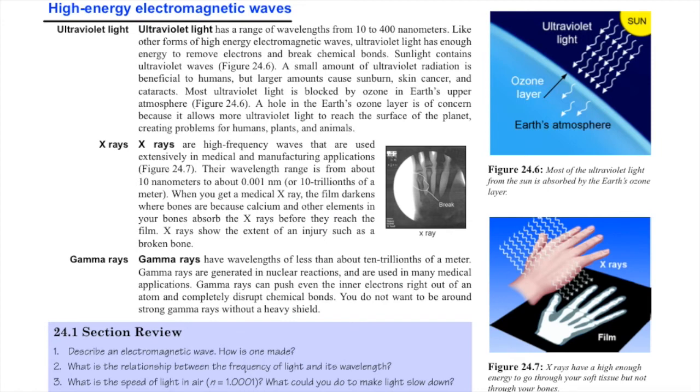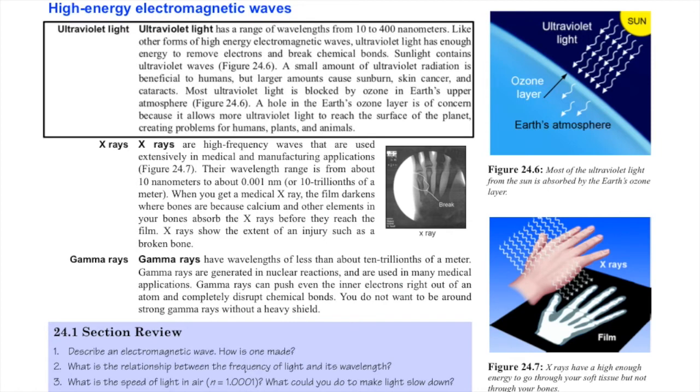High-energy electromagnetic waves. Ultraviolet light. Ultraviolet light has a range of wavelengths from 10 to 400 nanometers. Like other forms of high-energy electromagnetic waves, ultraviolet light has enough energy to remove electrons and break chemical bonds. Sunlight contains ultraviolet waves, as shown in figure 24.6.